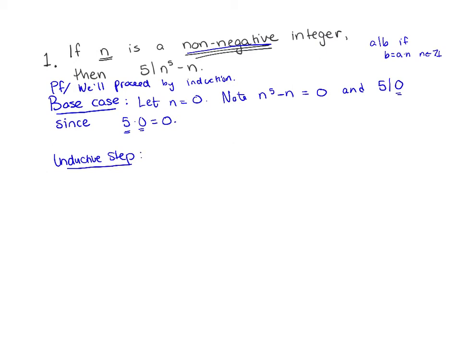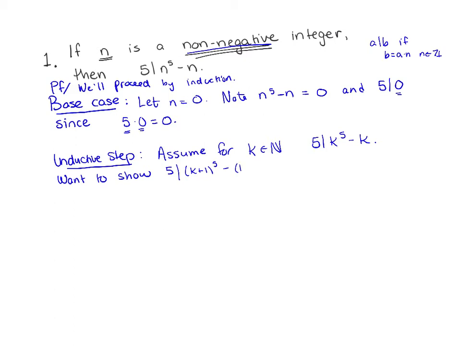For my inductive step, I'm going to assume that this statement holds for some k. So assume for some fixed but arbitrary k, 5 divides k to the fifth minus k. And now I want to put down what I want to show here, just so that we can keep in mind where we're working. We want to show that 5 divides (k plus 1) to the fifth minus (k plus 1). So I'm going to assume it's true for some k and prove that it's true for k plus 1.